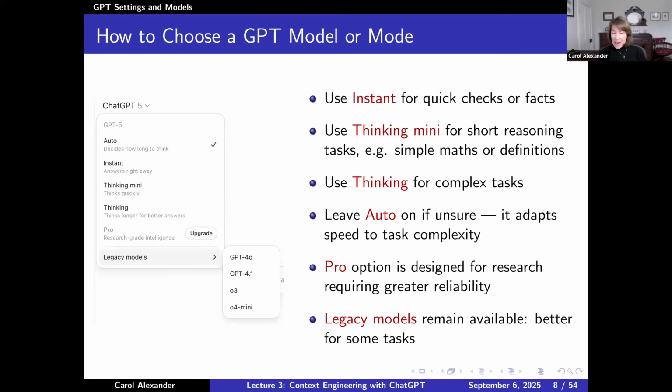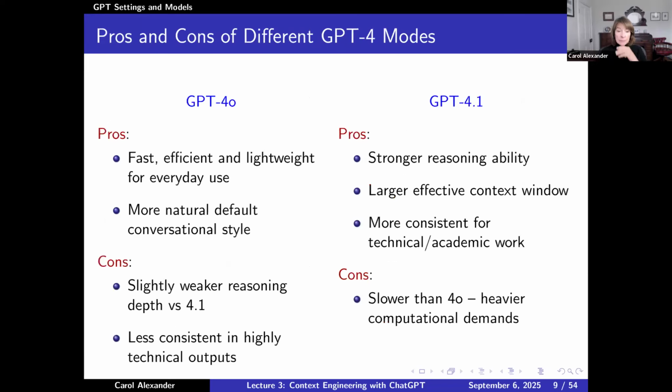And then there are these legacy models, 4.0, sorry, not 4.0, 4.0. 4.0 was the predecessor to 4.1, but that's not available now. It's 4.0, letter O, which I like a lot. I'll explain the difference between these. o3 and o4 mini, I don't use that much, but I do use 4.0 and 4.1, and they're better for some tasks.